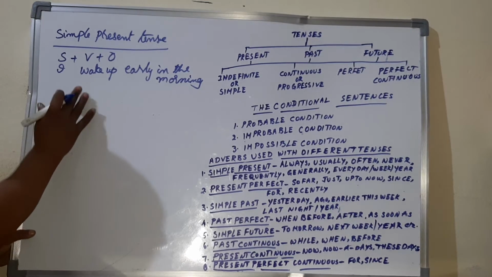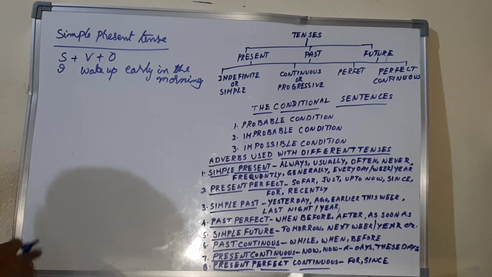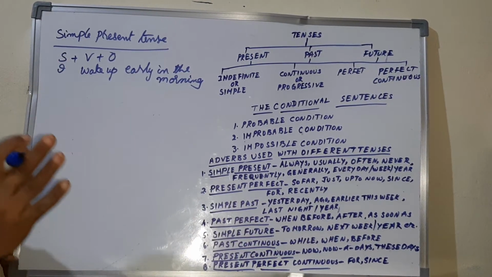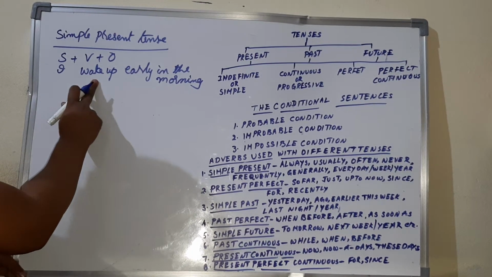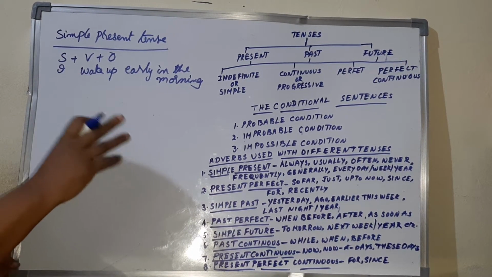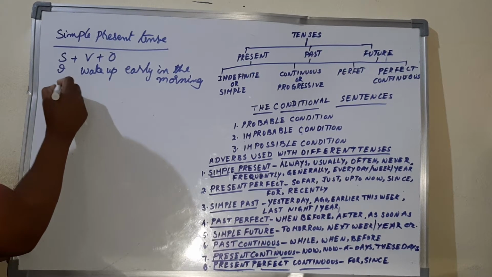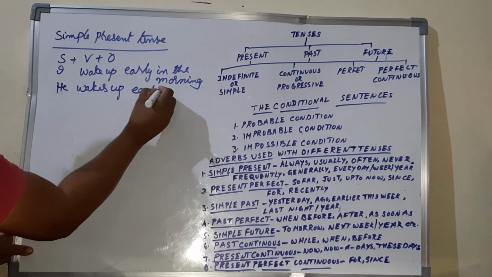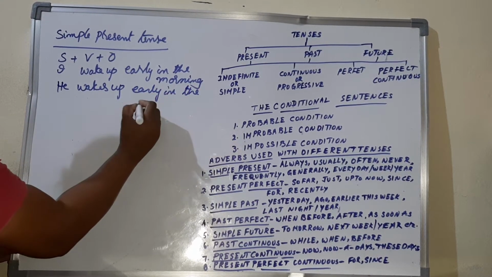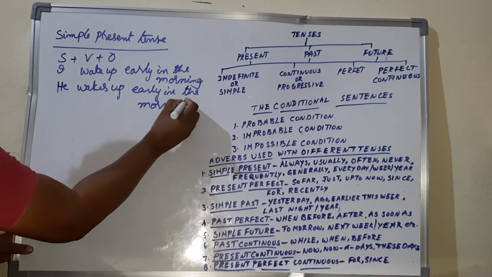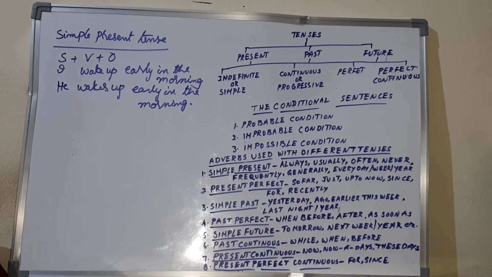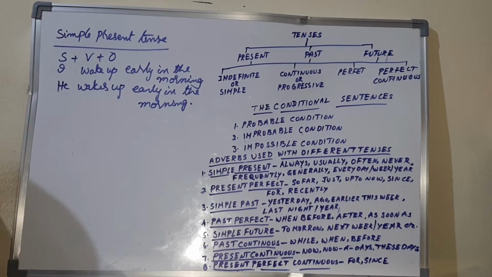There is one condition we have to remember. If the subject is third person singular, then for the main verb we have to add s or es. For example, he wakes up early in the morning. Wakes. Now, how do we add s or es to the verb?